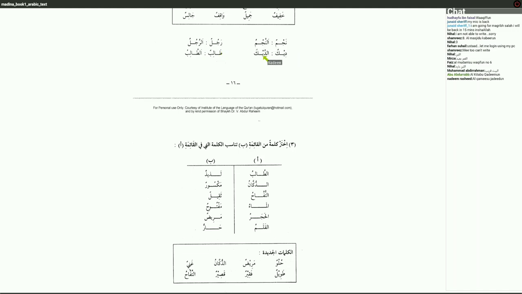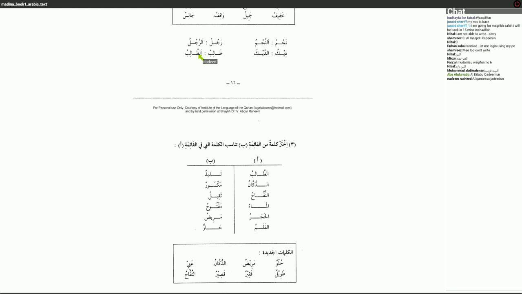We didn't say Al-Diku. We said Ad-Diku. We didn't say Al-Talibu. We said Ad-Talibu. The reason for this is because when you say Al, everyone say Al. And when you look at your tongue, when you say Al, where is your tongue?